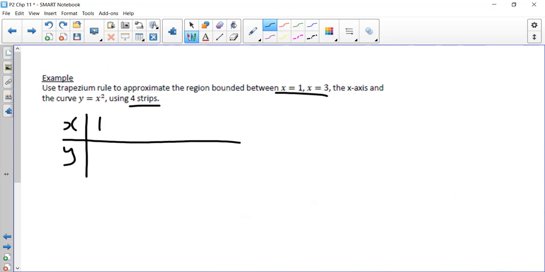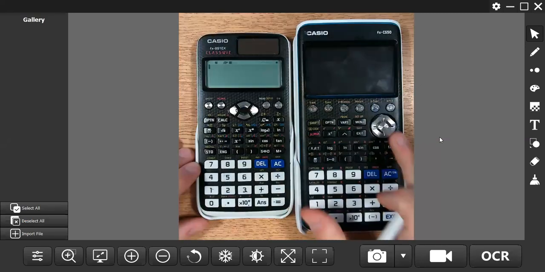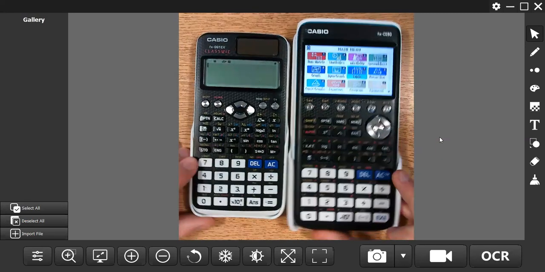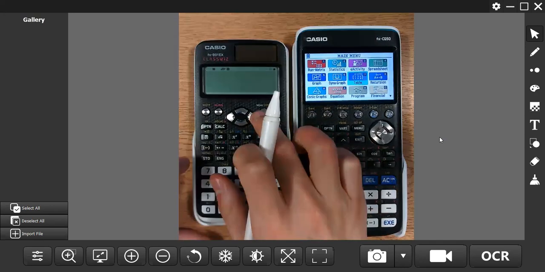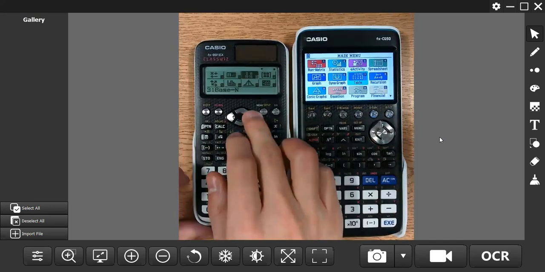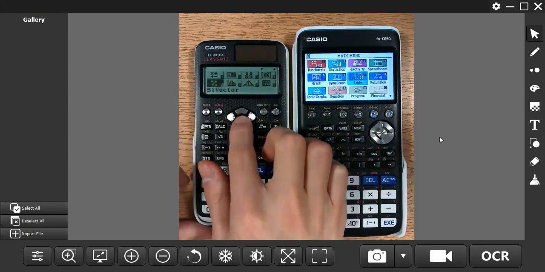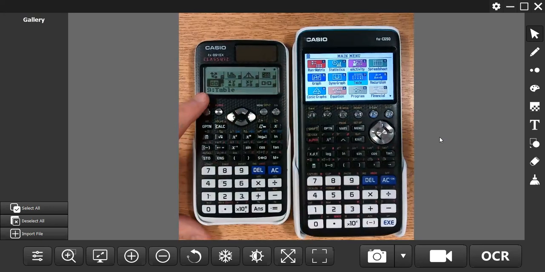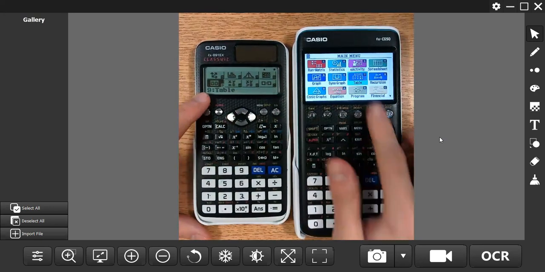Next, we can use a calculator to help us work out the values in between. You can do it on your own. Now, y equals x squared is a nice one to do by hand, but we can use a calculator. I want to show you how to use a calculator. First of all, I'm showing you both the ClassWiz and the CG50. So for the ClassWiz, if you go to menu, this is where table is. Yep, number 9. You see it, table. Okay, and then on the CG50, table is number 7.